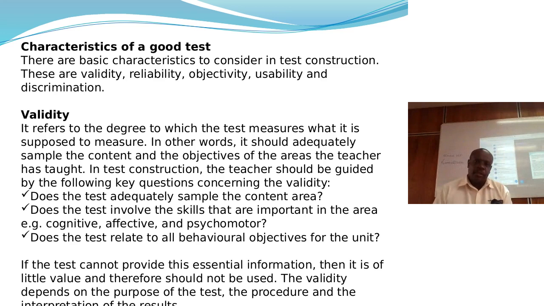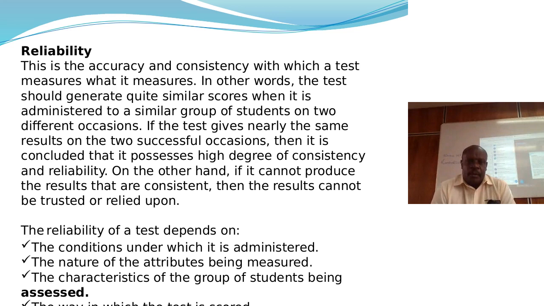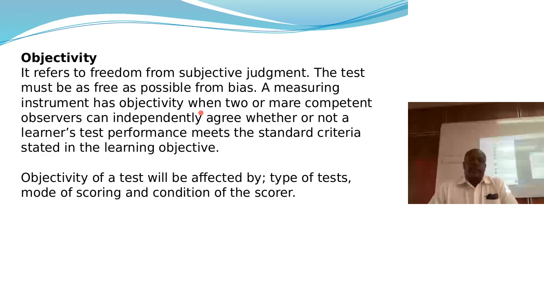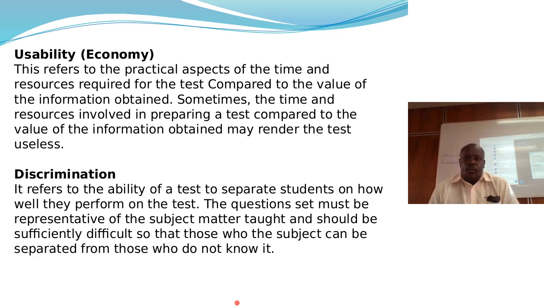Now, we also have to consider what is called objectivity, thus, the freedom from subjectivity in terms of judgment. The test must be as free as possible from bias. Added to that, the test is supposed to be discriminative, putting each and every learner in his or her right place. And lastly, we look at the test in terms of its usability. That is economy in terms of time, economy in terms of what we call resources that are used in administering that particular exam.